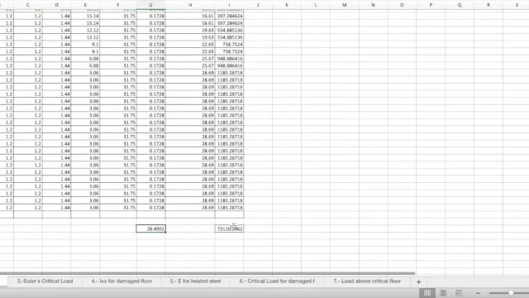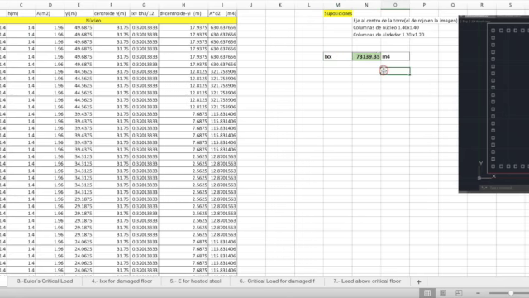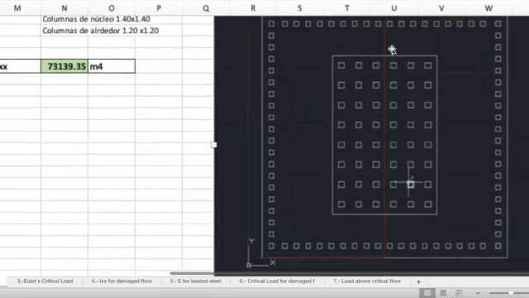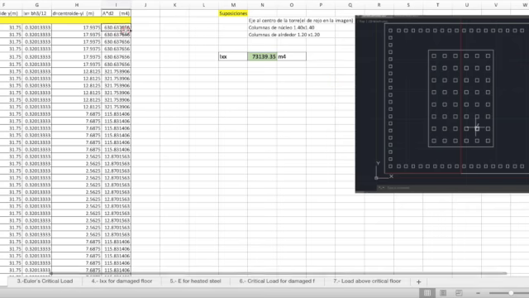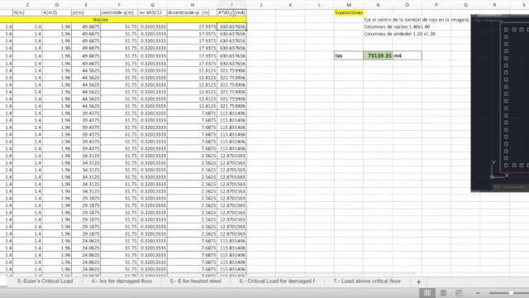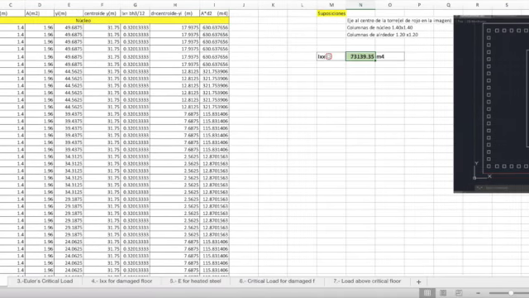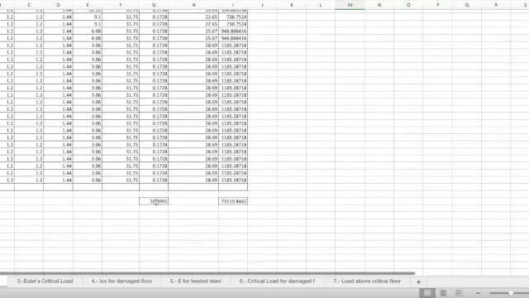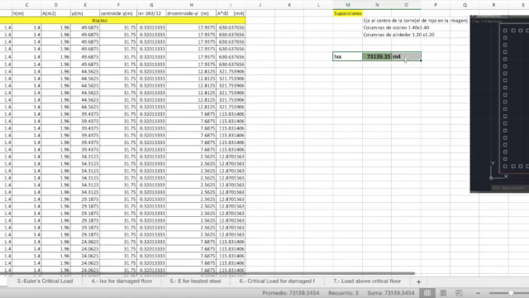In the architectural plans, we calculate the distances between centroids from the red axis. From each column, we calculate the area and distance from the centroid to each column, to use the formula IXX equals sum of IX1 plus A1 D1 squared. And the result was this.